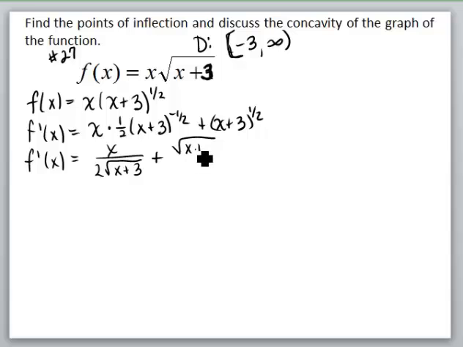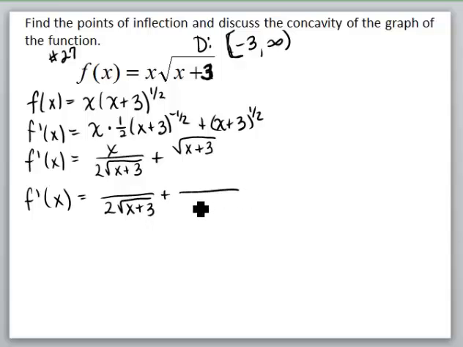And this one just has a square root of x plus 3. So I need to combine these, which means I need common denominators. My common denominator is going to be 2 square root of x plus 3.